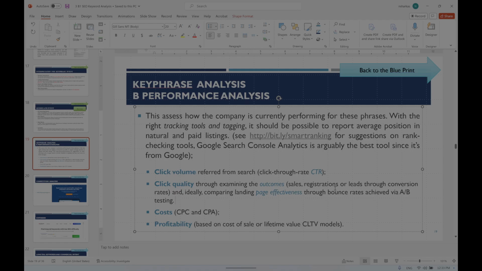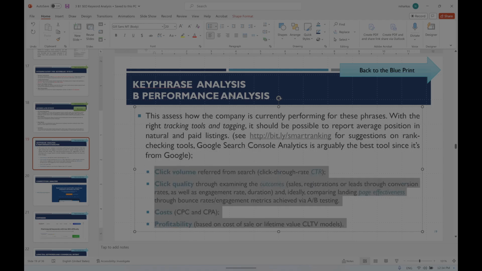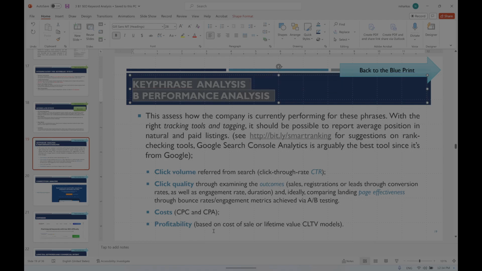So through examining outcomes like sales, registrations, or leads through conversion rates, and ideally as well as engagement rate and engagement duration, and so on. And ideally, comparing landing page effectiveness through the bounce rate and achieved by AB testing. We sometimes use bounce rate, but we're now more concerned with the engagement metrics. Yes, the metrics: cost per click and cost per action. Profitability, of course, through the customer lifetime value. So there are different ways of examining performance analysis indeed.